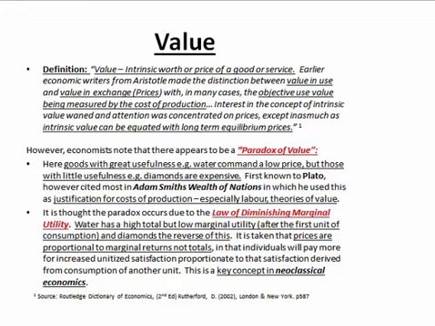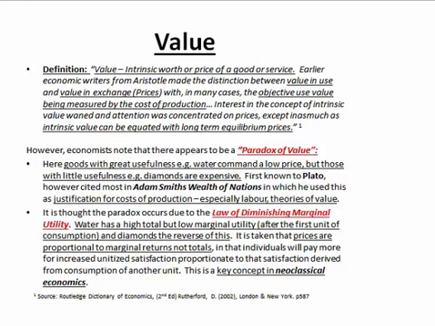Here economists note that there appears to be a paradox of value. Goods with great usefulness, such as water, command a low price, but those with little use, such as diamonds, are expensive. At first glance it seems very irregular. First known to Plato, however, he cited most in Adam Smith's Wealth of Nations. It's justified on the grounds of justification for costs of production, especially labour theories of value. It's thought that the paradox occurs due to a law of diminishing marginal utility.